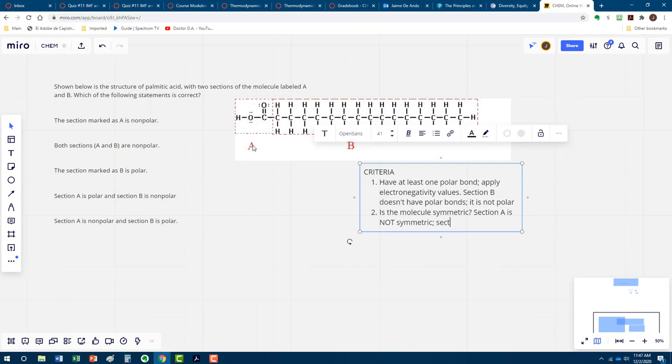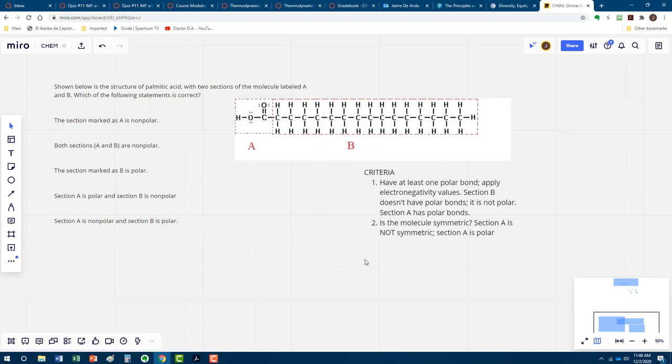Therefore, section A is polar, right? Because we said that, let me go back here to this one here, section A has polar bonds. But remember, in order for it to be polar, it also has to be not symmetric. And I gave you a shortcut to this, I believe.